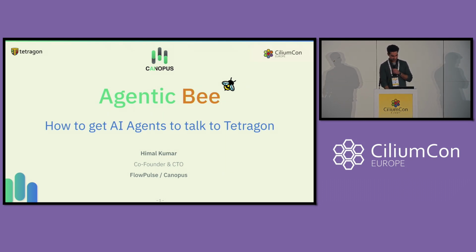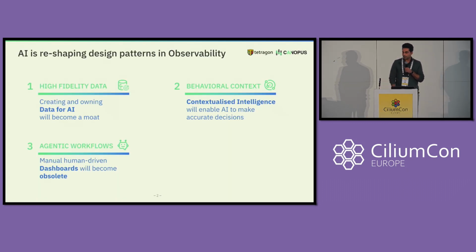Let's get started. Recent developments in AI are reshaping the design patterns in observability. Starting from high-fidelity data is becoming more critical than ever because the accuracy of the AI agents depends on the quality of the data. And that's where Tetragon really shines, by providing us high fidelity for golden signals of security observability as close as possible to the event itself.